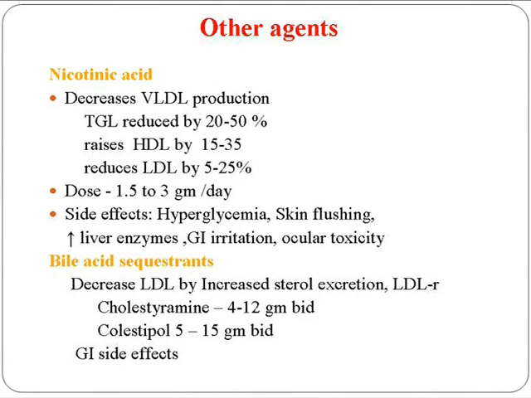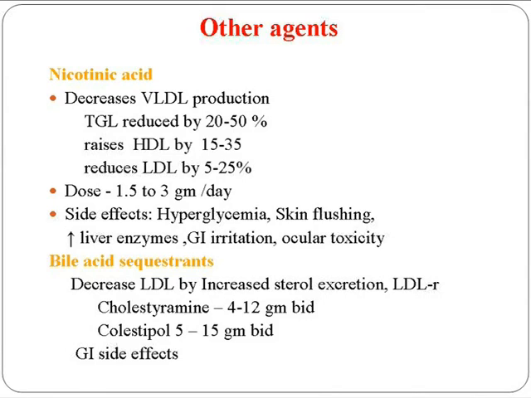The other agent is nicotinic acid, which predominantly decreases the VLDL production and also has a direct HDL increasing effect, and it decreases the triglyceride by around 20 to 50%, raises HDL by 15 to 35% and reduces the LDL by around 5 to 25%. The usual dose is around 1.5 to 3 grams per day. The side effects being hyperglycemia, which can still be managed by using anti-hyperglycemic agents, skin flushing, which can be intolerable in some of the patients, elevated liver enzymes, GI irritation and ocular toxicity.